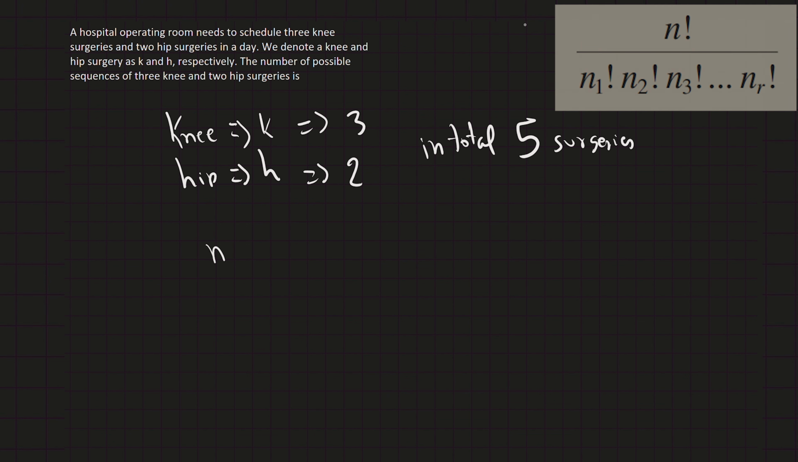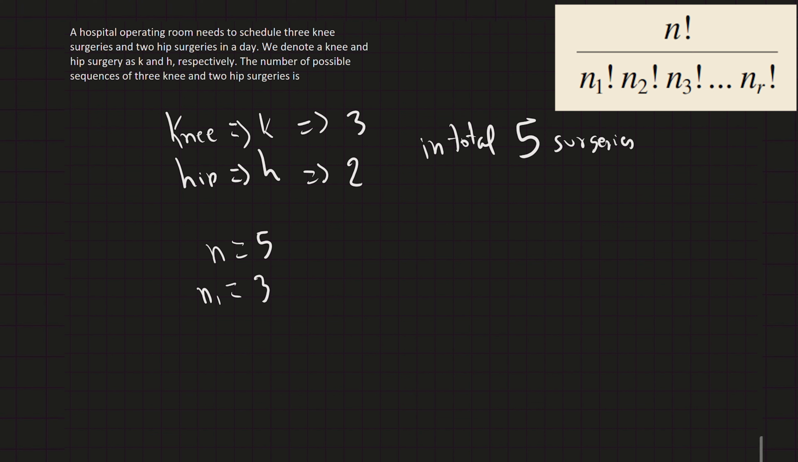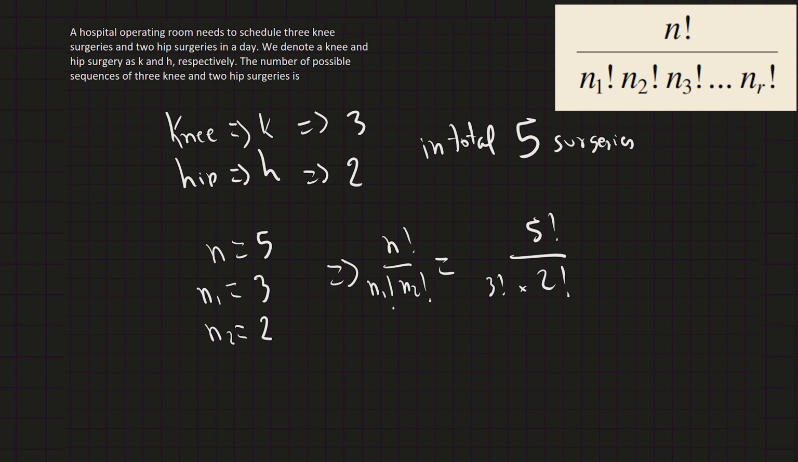So from our formula, we know that n should be equal to 5 since this is the total number of surgeries. n1 is going to represent the knee surgeries. We know that we will have 3 of them, and n2 is going to be our hip surgeries. We have that n factorial divided by n1 factorial times n2 factorial. That should be equal to 5 factorial divided by 3 factorial times 2 factorial.